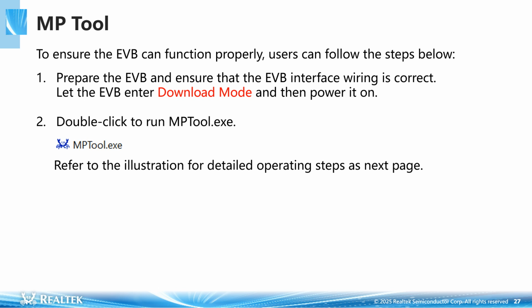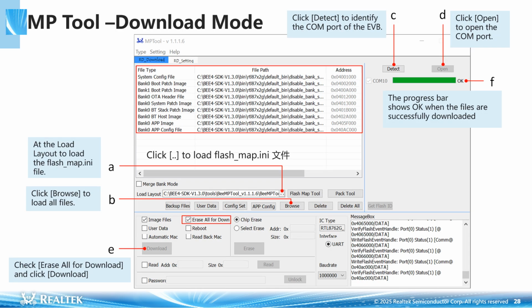1. Prepare the EVB and ensure that the EVB interface wiring is correct. Let the EVB enter download mode and then power it on. 2. Double-click to run mptool.exe. Refer to the illustration for detailed operating steps. Step A. At the load layout, load the flash_map.ini file. Step B. Click Browse to load all the downloading files.